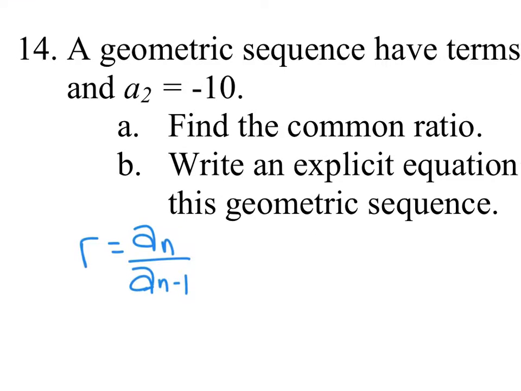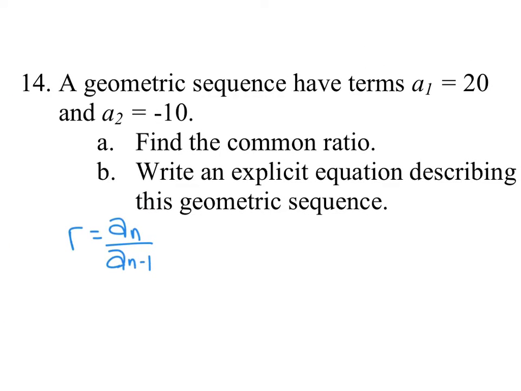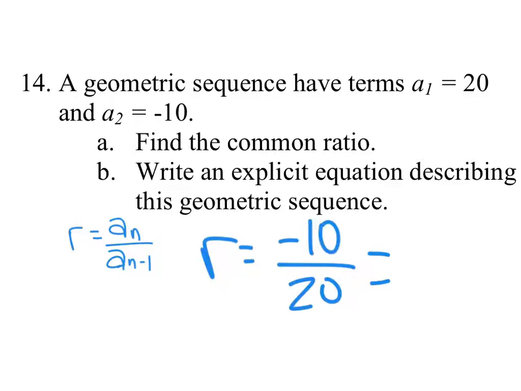And in this case, it's actually kind of easy because we have the first term in the sequence and we've got the second term in the sequence. So to find the ratio, we're going to do the value of the second term, which is negative 10, divided by the previous term in the sequence, a sub 1. The value of it is 20. So it's going to be negative 10 divided by 20, which simplifies to negative 1/2.